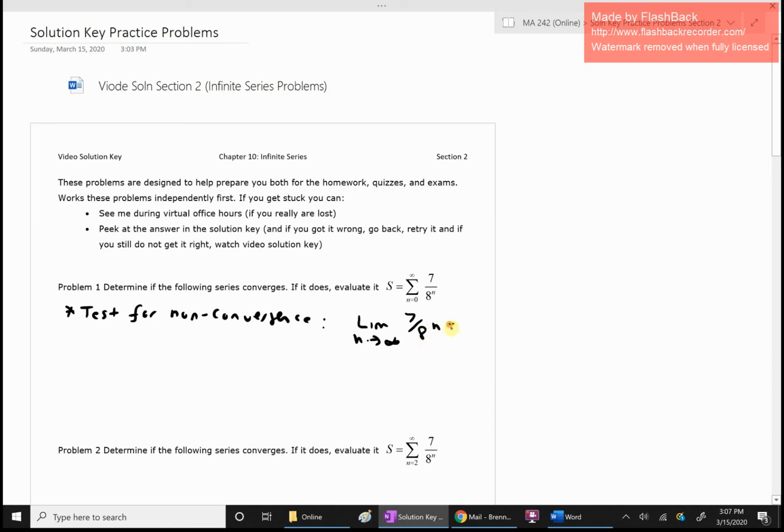Of course the 7 comes out. And the limit as n goes to infinity of 1 over 8 to the n actually is 0. So the test is inconclusive. We can't say for sure that it doesn't converge. Now you might have known the answer already because you realize this is a geometric series, and I can simply apply the formula for the geometric series.